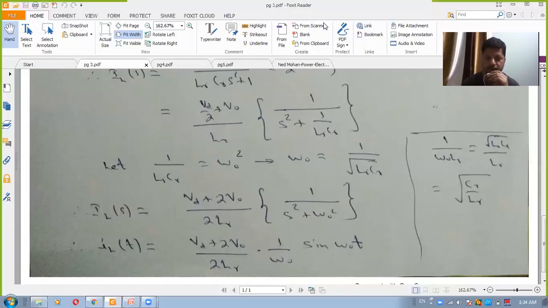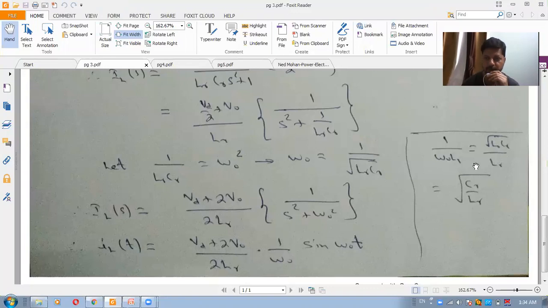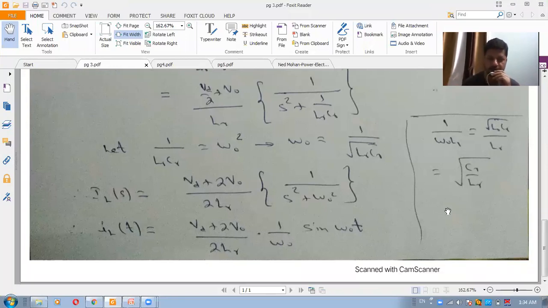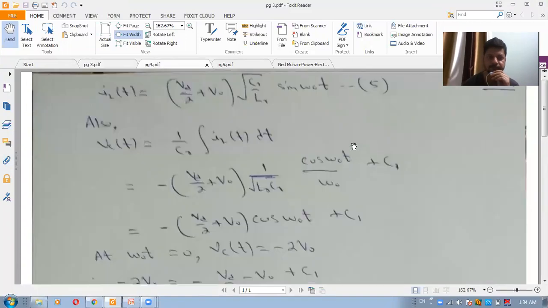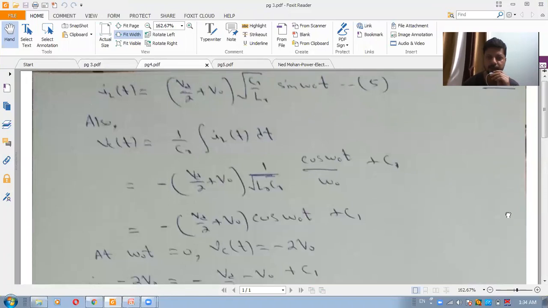Now if we see 1 upon omega 0 LR, 1 upon omega 0 LR will be equal to under root of CR by LR, that was represented previously by the characteristic impedance Z0. If we substitute that, then IL of T becomes equal to Vd by 2 plus V0 into under root of CR by LR into sine omega 0 T.